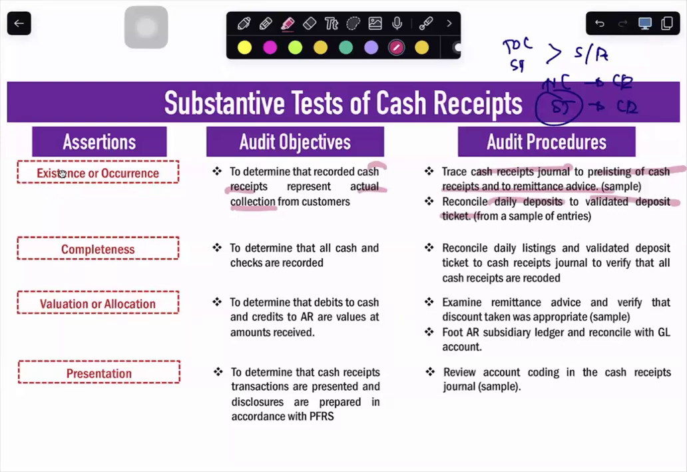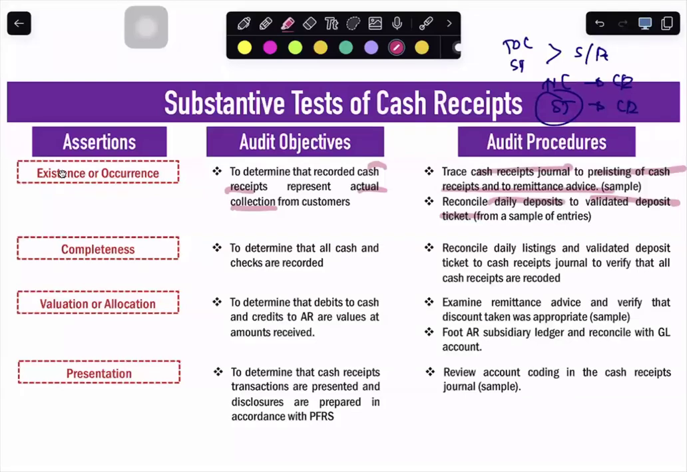And we already discussed how to properly reconcile that when we discussed your TOC. But generally, in your TOC, you are just inspecting. Here, you are already reconciling. So when we say reconciling, we look into the total of daily deposits, we look into the total of your validated deposit slips, it must be equal.